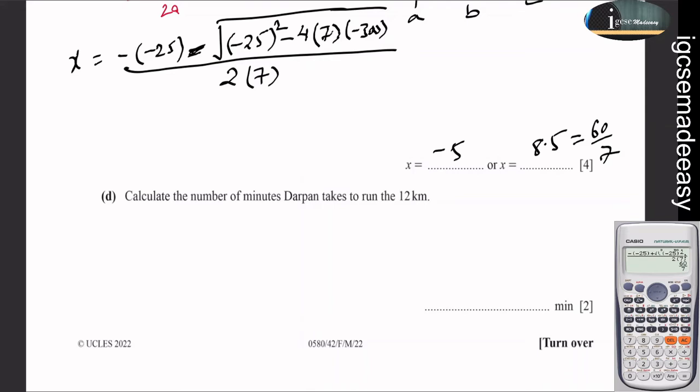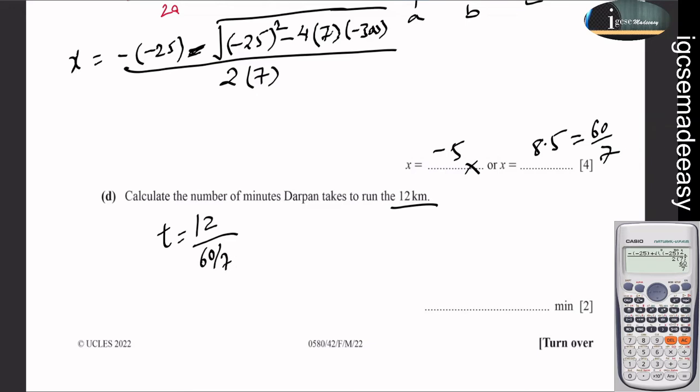So for part D, calculate the number of minutes Darpan takes to run 12 kilometers. Time is equal to distance by speed, and the distance is 12 kilometers, given. For the speed, we cannot take the negative value, so we take the positive one. Either we can take 8.5, but the value is not perfect, so we'll take 60 by 7.